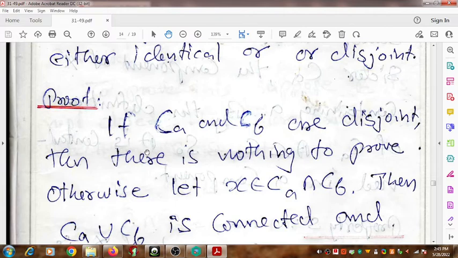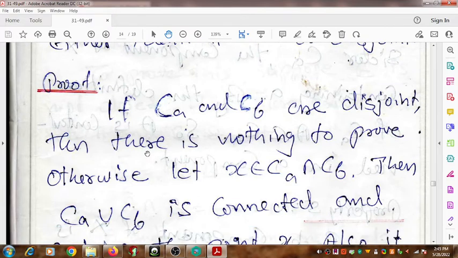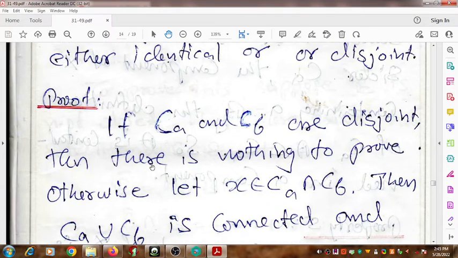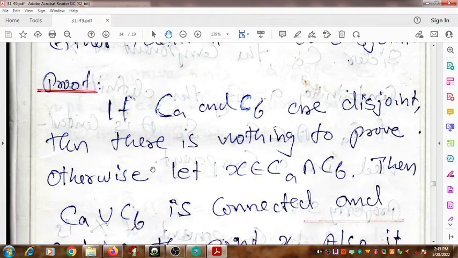To prove this, we suppose that CA and CB are disjoint. Then there is nothing to prove. So as the remaining case, we have two cases. In the first case, CA and CB are disjoint, and we are done. But in the second case, we suppose that they are not disjoint.